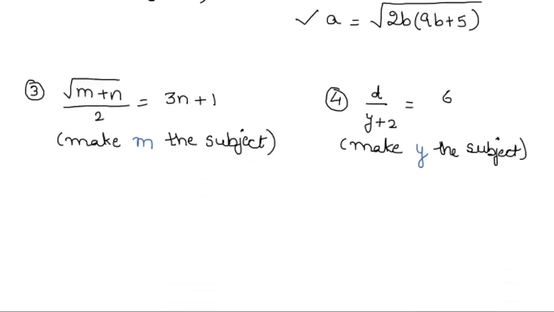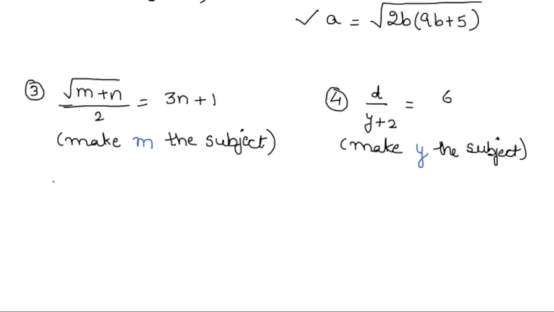In the third equation, I want to make m the subject. That m is enclosed in the square root. I need to set it free from the square root sign. Before that, we have this 2 denominator which is not inside the square root. I can get rid of this 2 just like that. So 2 is dividing this side. When transposed to that side, it will multiply 3n plus 1.